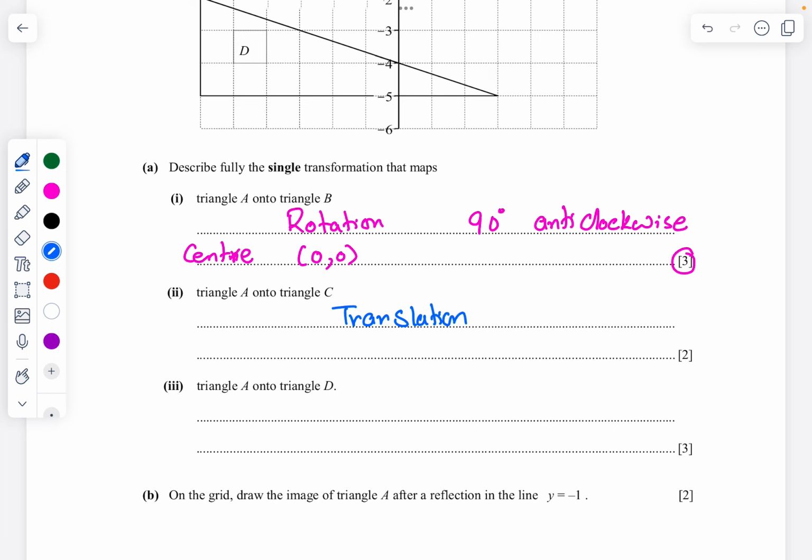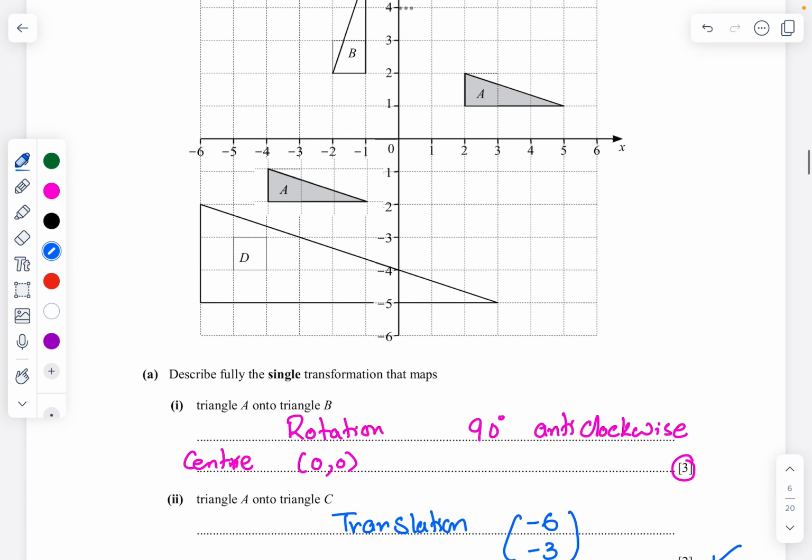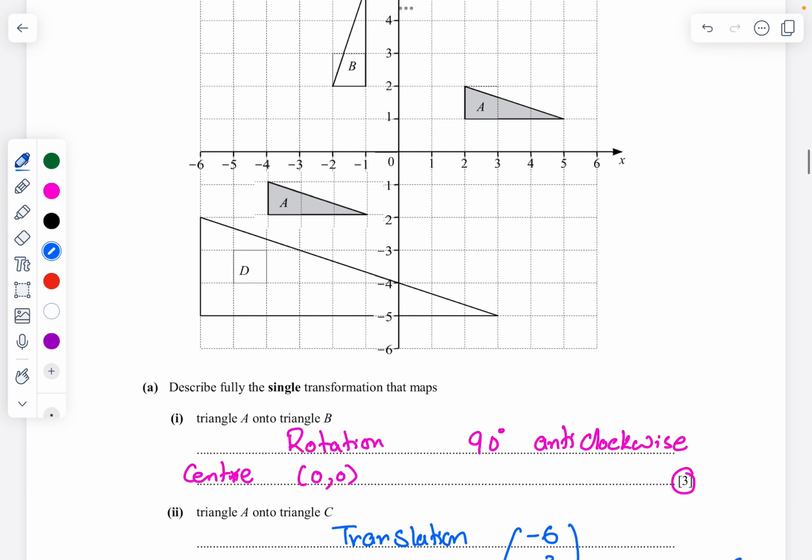Translation, 2 marks is there. So translation by the vector, another point is vector negative 6, negative 3. A on to D. For A on to D, what am I going to do? I'm going to join the respective vertices. It is clearly enlargement. Respective vertices I'm going to join.